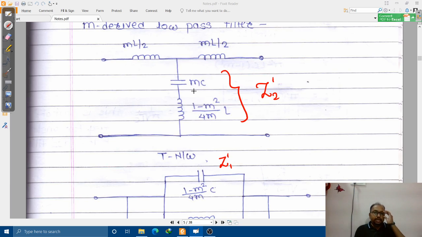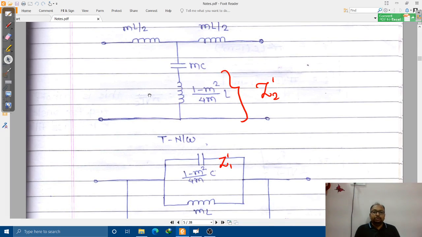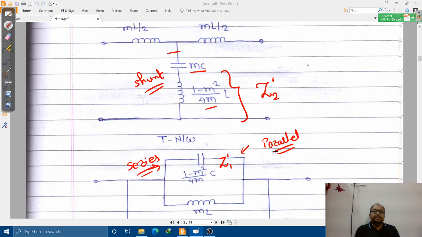Remember that in the pi and T networks, the changes are in the series arm and the shunt arm. So the shunt and series arms of your regular or prototype T and pi networks have been changed. In the T network it is a series combination of two impedances, and in the pi network it is a parallel combination of these two impedances.